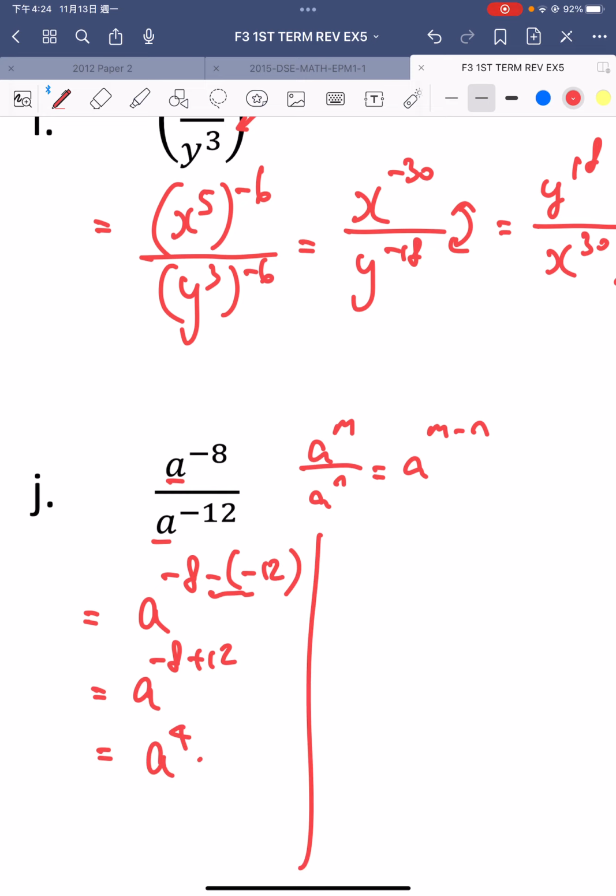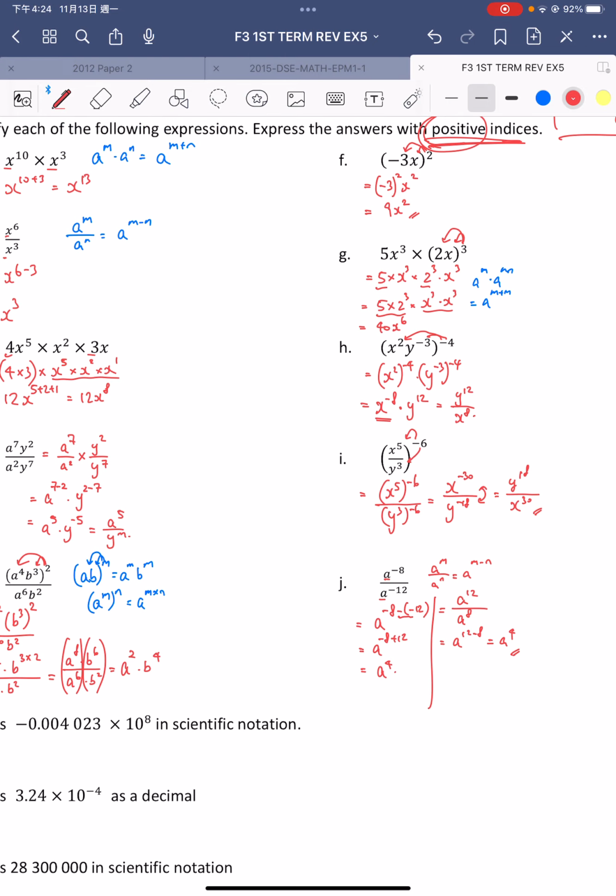And the second way, as both of them are the negative power, so you can swap them first. You swap a to the power of 12 to the numerator and put a to the power of 8 at the denominator. And then just using a to the power of 12 minus 8 can get the answer is a to the power of 4. So both methods is okay. You just decide which one you want to use.